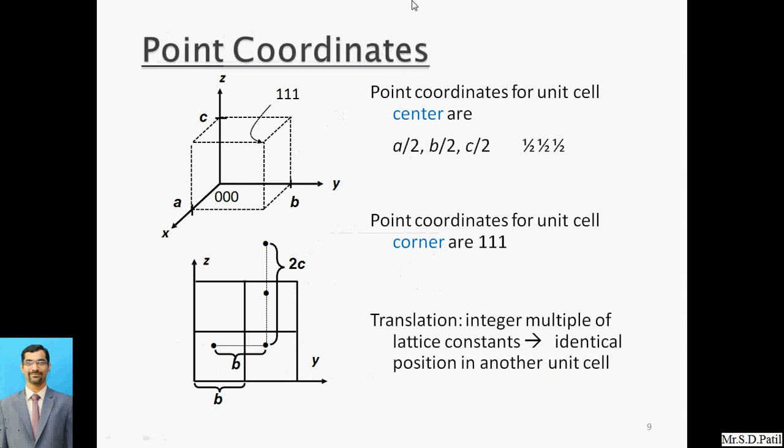Now these are the point coordinates once again in this particular geometry. Point coordinates for the unit cell center, center in the sense the center of that particular geometry, will be a by 2, b by 2 and c by 2. So this will be the a point, this will be the b point, and this will be the c point. So when we want to calculate the point coordinates for the center, it will be a by 2, b by 2 and c by 2. So it will be 1 half, 1 half and 1 half. Now the point coordinates for the unit cell corners are 1 1 1. So when we want to go to each corner, it will be 1 1 1.